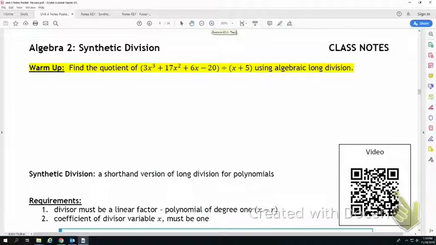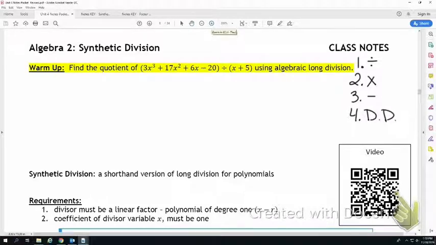Okay, today we're going to look at synthetic division. But first thing I had you do was to do the warm-up using long division, which you will still need to know how to do. What are those 4 steps that we talked about when doing long division? Divide, multiply, subtract, drop down. Bring down.